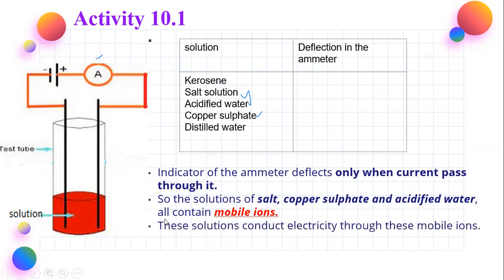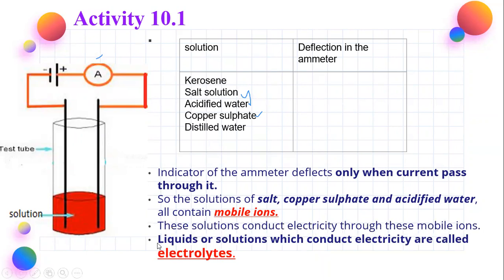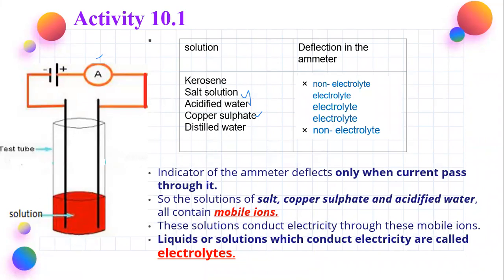So the liquids or solutions which conduct electricity are called electrolytes. So we can identify all these five solutions. Kerosene is a non-electrolyte, salt solution is an electrolyte, acidified water is an electrolyte, copper sulfate is an electrolyte, and distilled water is a non-electrolyte.